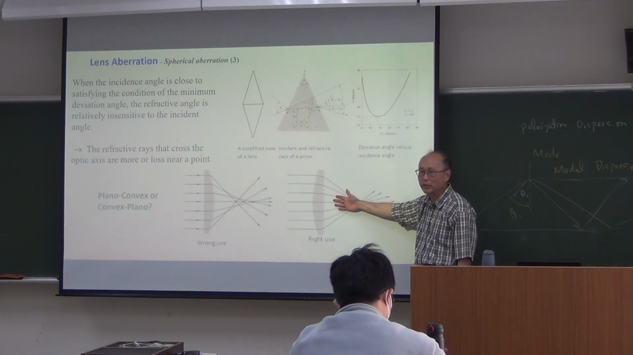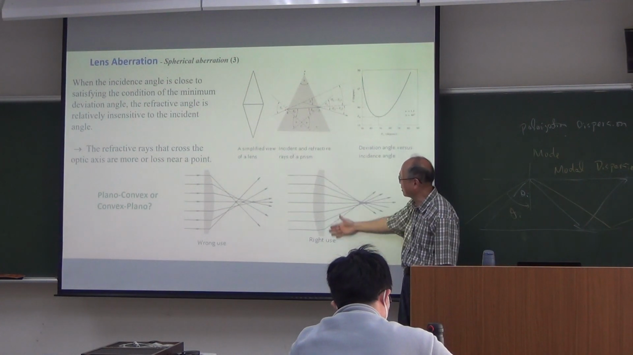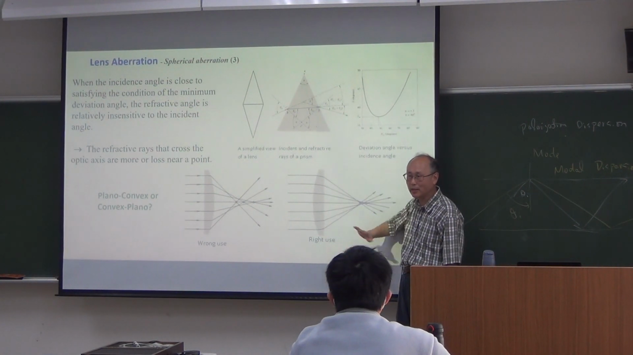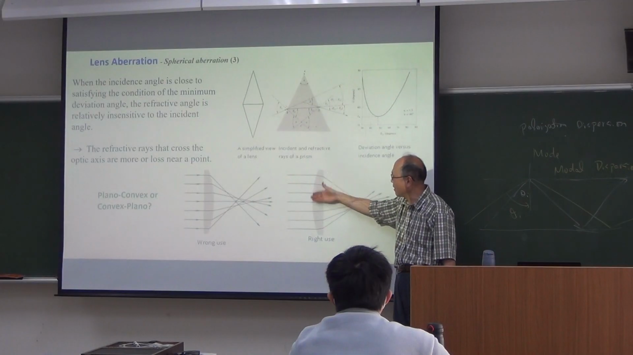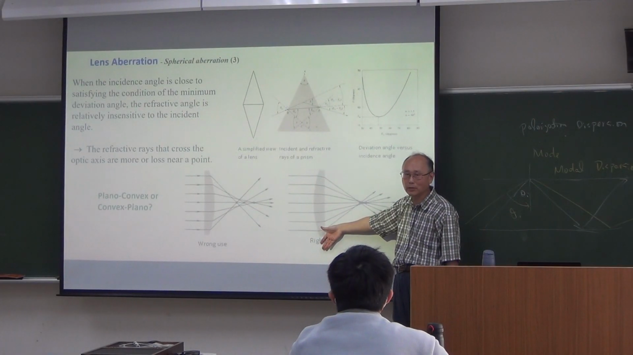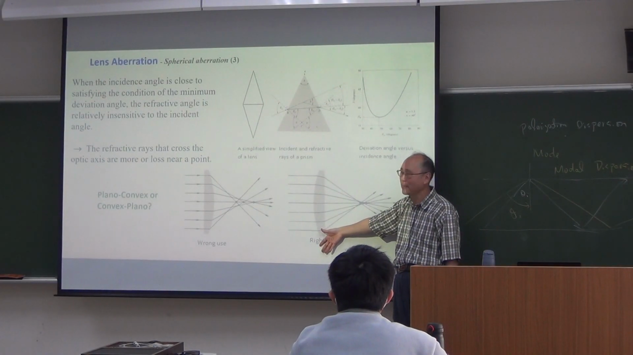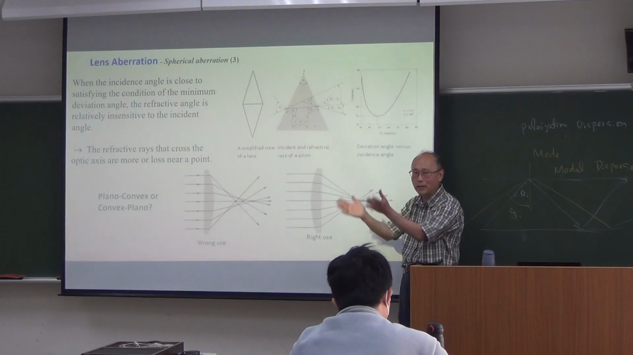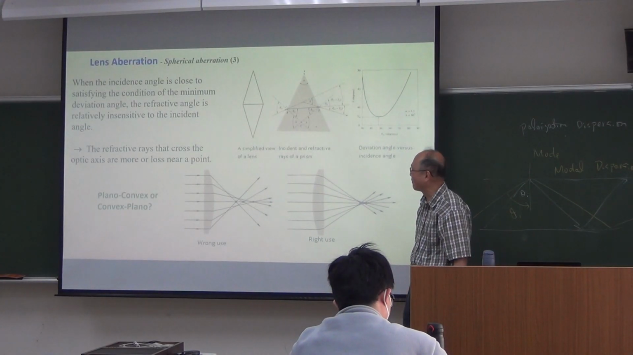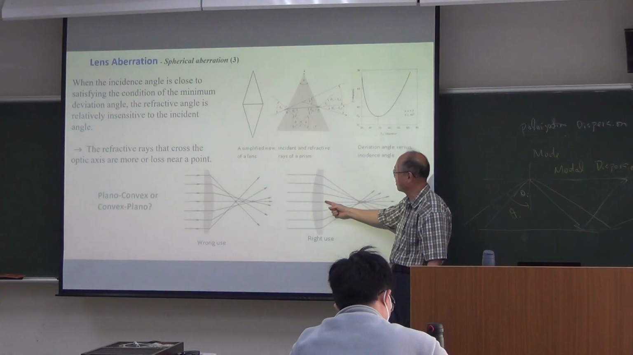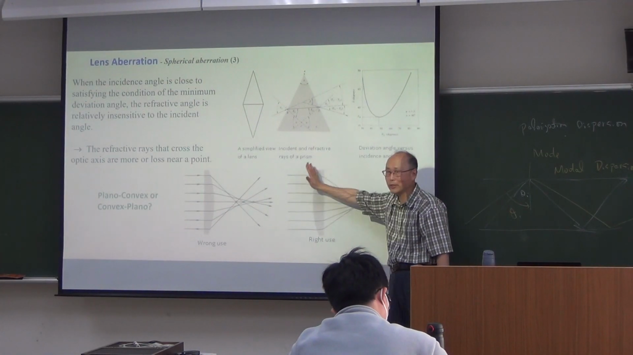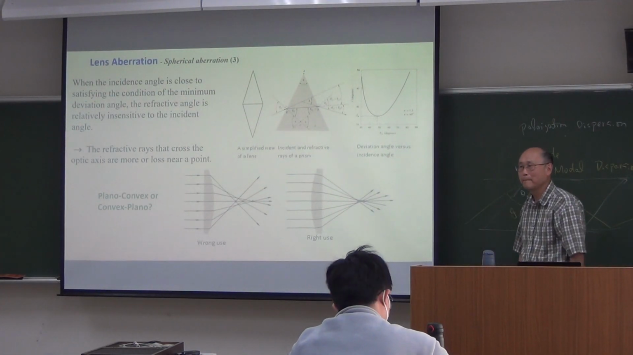This kind of lens is very easy to fabricate. You just polish this side flat. That is very easy to do. And then just polish the second surface with a curvature. You don't need to use a double convex lens for your purpose. Just use this and use this side to face the incoming light.